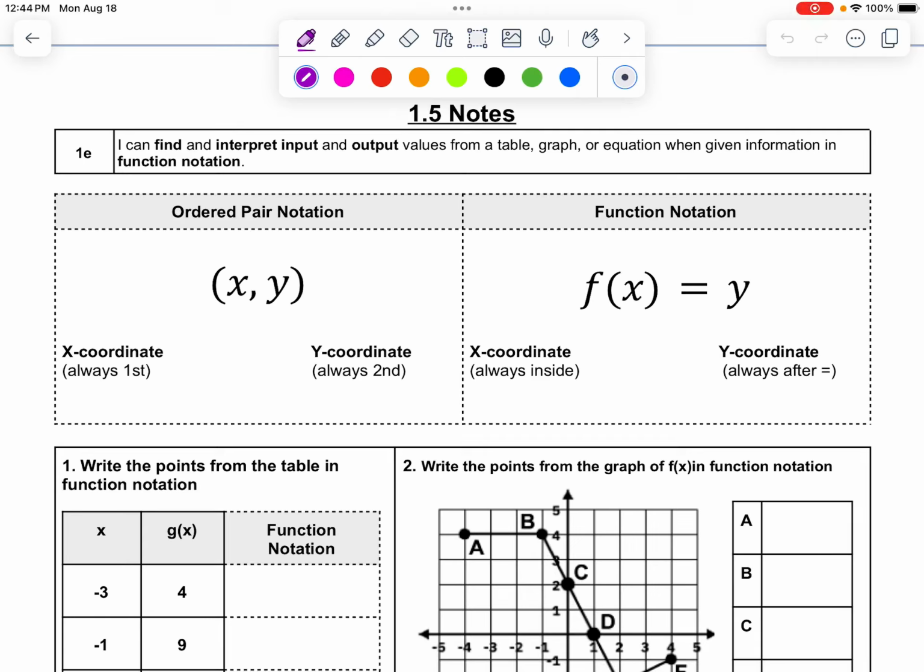Hi everybody! In today's video, we're going to be going through the notes for lesson 1.5, which is about function notation. Now, here's what we're talking about when I say function notation.